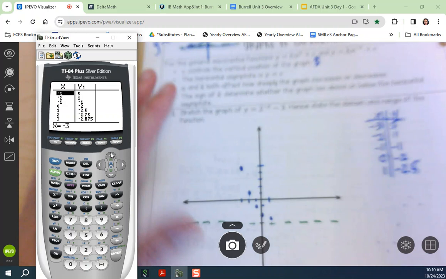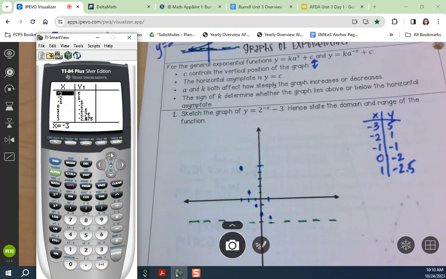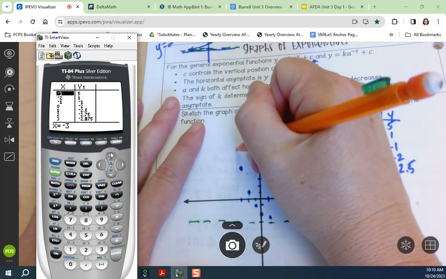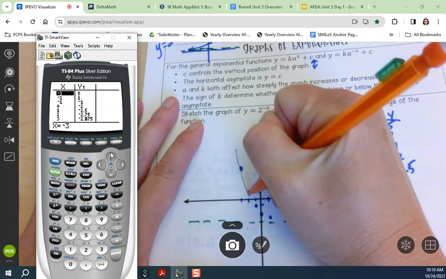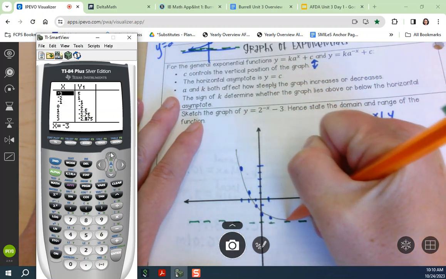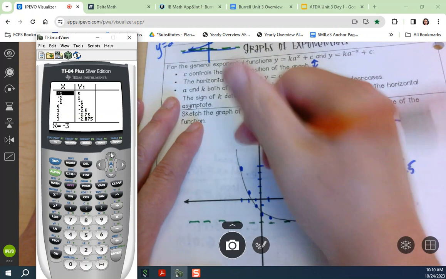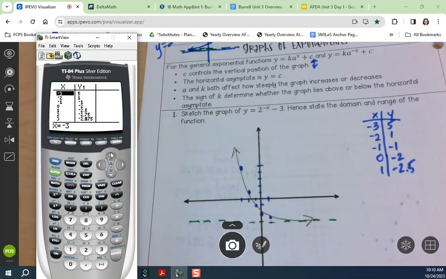Remember that you can get infinitely close to your horizontal asymptote, but you're not going to cross it with an exponential function. We have seen some rational functions that cross your horizontal asymptote, but the exponential function does not cross the horizontal asymptote.